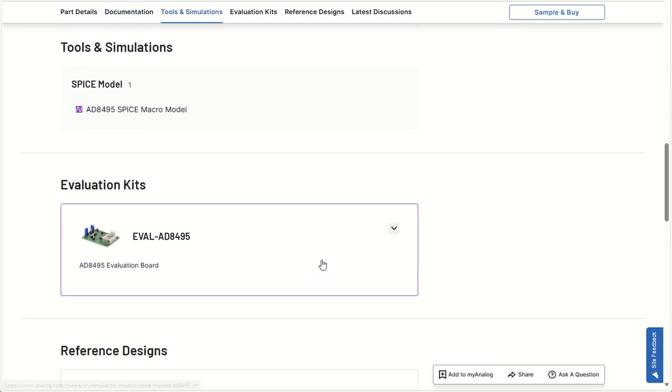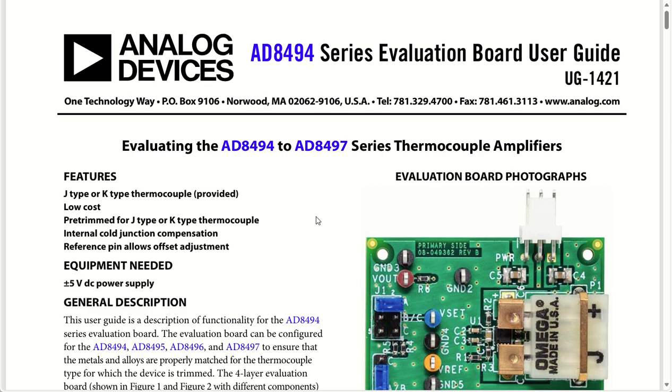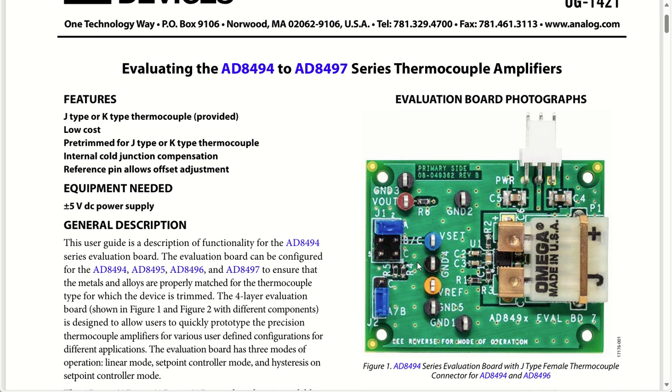Now the best part of this particular IC, the reason why I have taken it, is it has the evaluation kit as well. So if you want, you can order this evaluation kit and test the amplifier, or you can test your thermocouple as and when required.